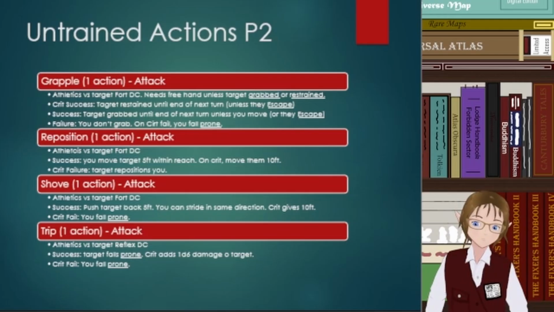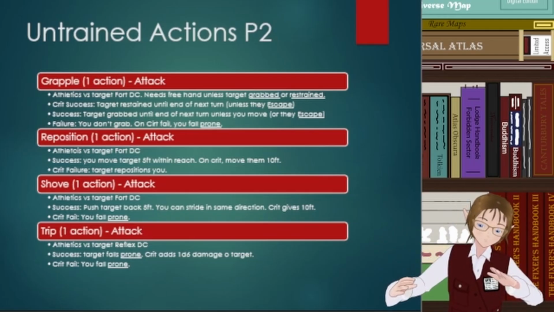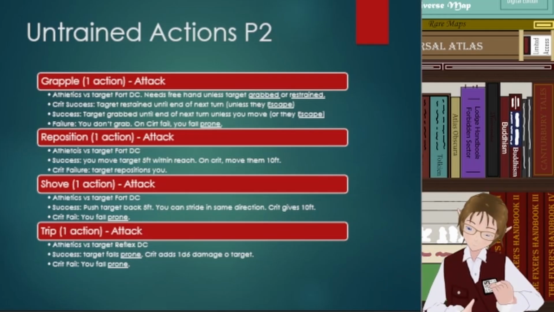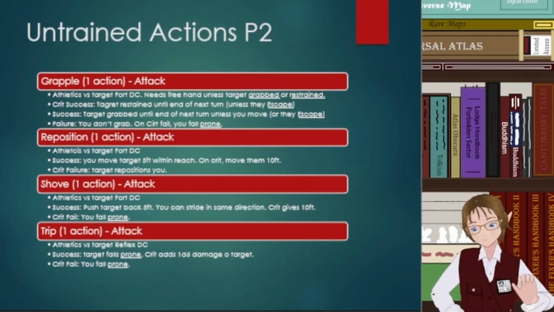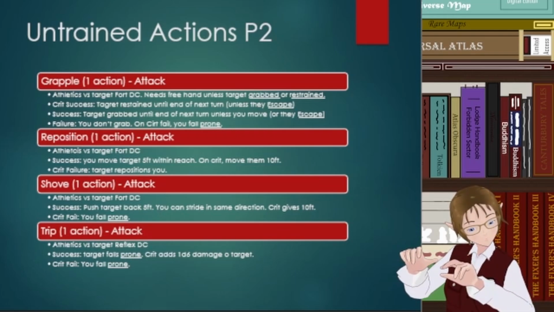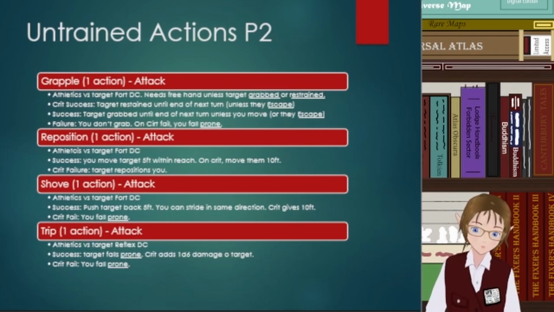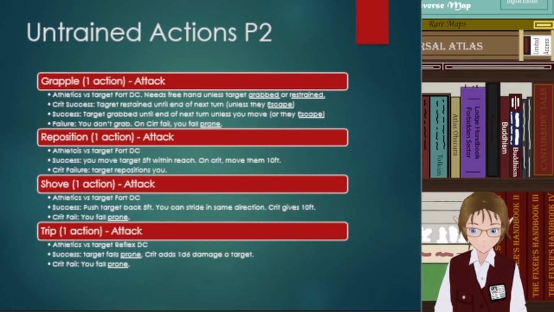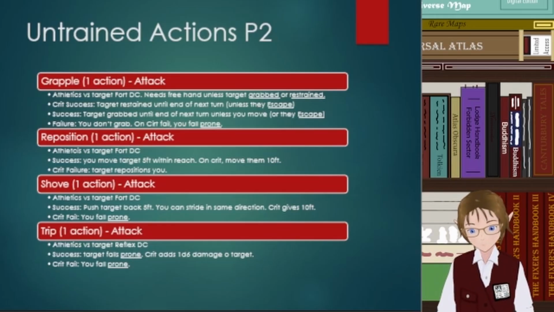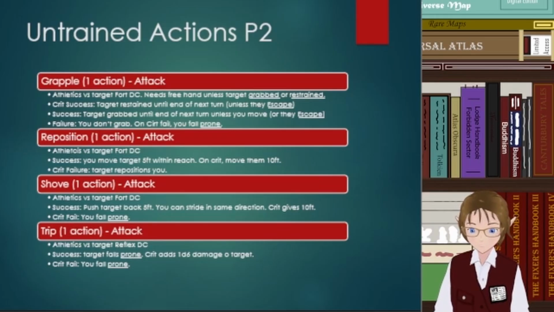So basically, if you imagine 3 squares in a row, and you're standing in square 1, target in square 2, on a successful shove, you move the target to square 3, and you move to square 2. This can be a way to get the target away from your allies again. Just like with reposition and grapple, the critical failure condition for shove is you fall prone.